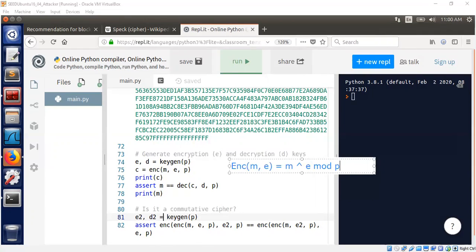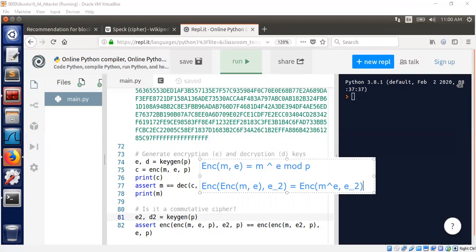So if you now apply the encryption of m comma e, and again encrypt it using another key, say e2. How did we get the m comma e encryption? We got this by m power e, and then we have our e2. So we will now again encrypt it, and we get m power e times e2. That's basically what we are having.